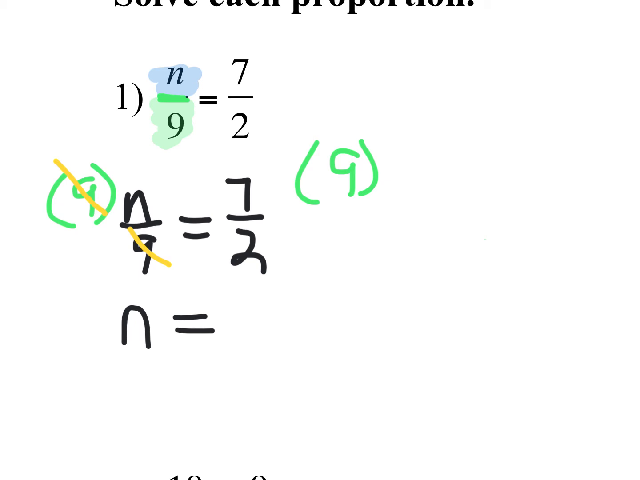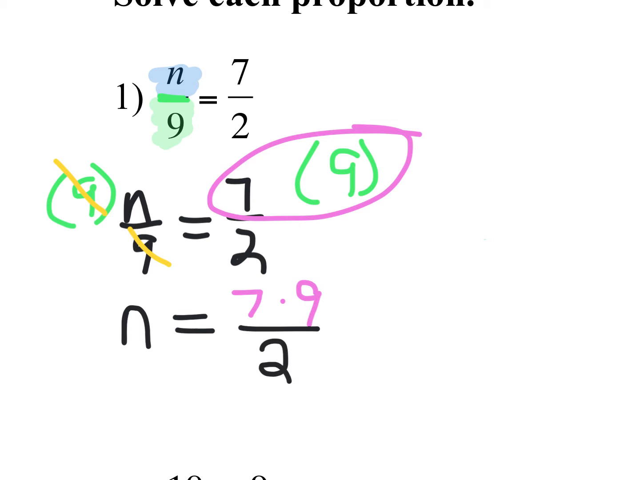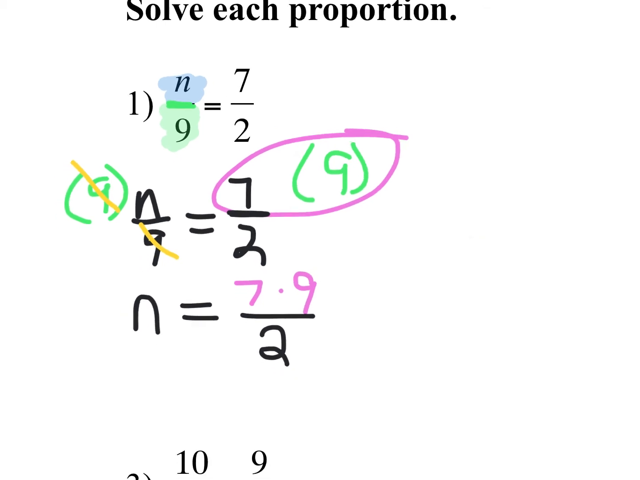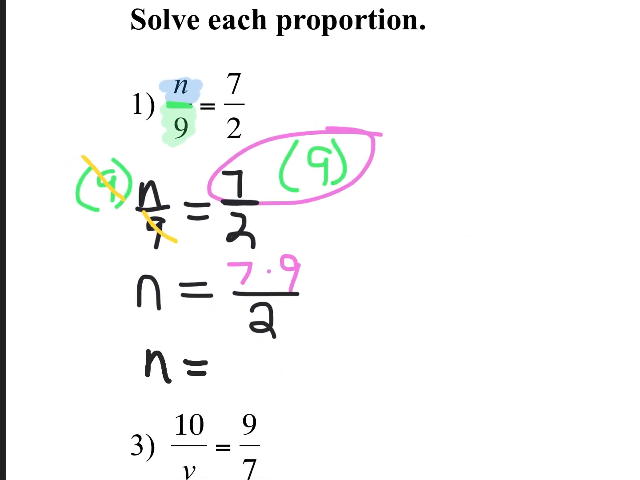So over here on the right-hand side, we've got 7 times 9. And then we're going to divide that by 2 because you've got that 2 that's in that denominator. And of course, when you have that fraction bar, that means divide. So we just need to do 7 times 9, which is 63. 63 over 2. There are no common factors here. So this is as simple as it is going to get.